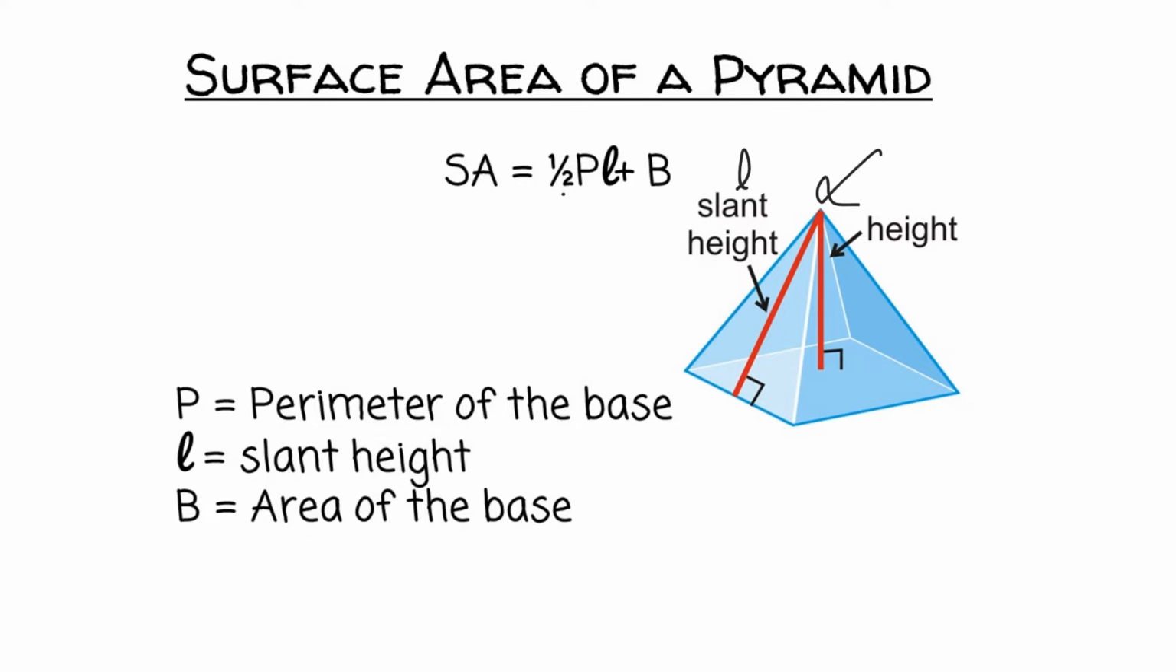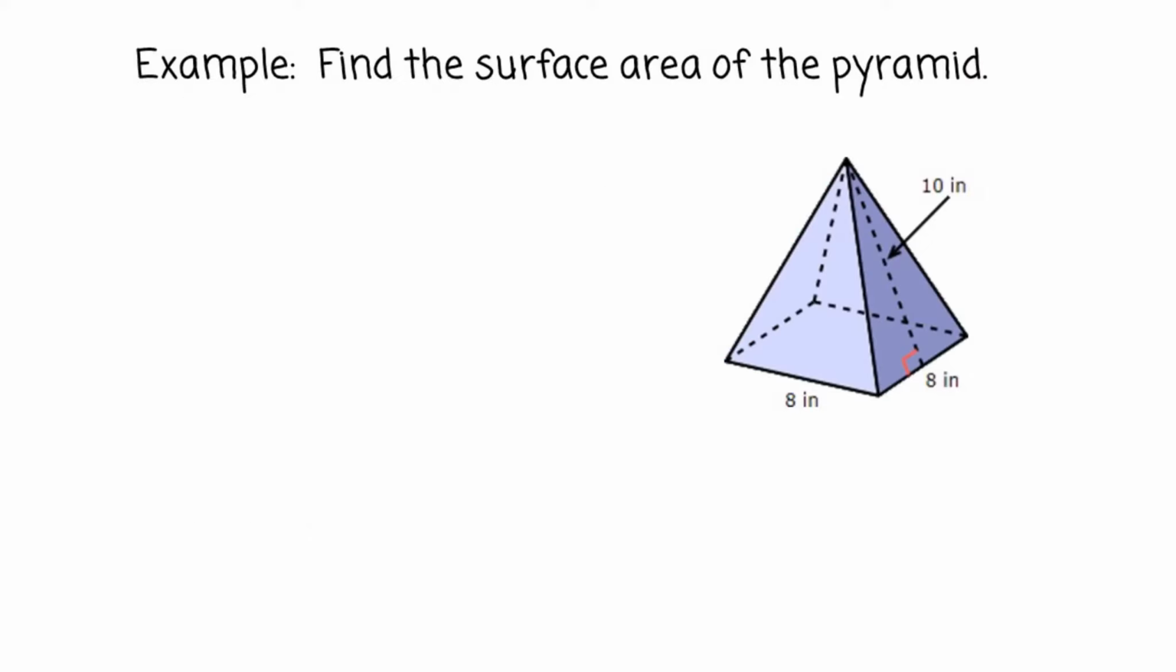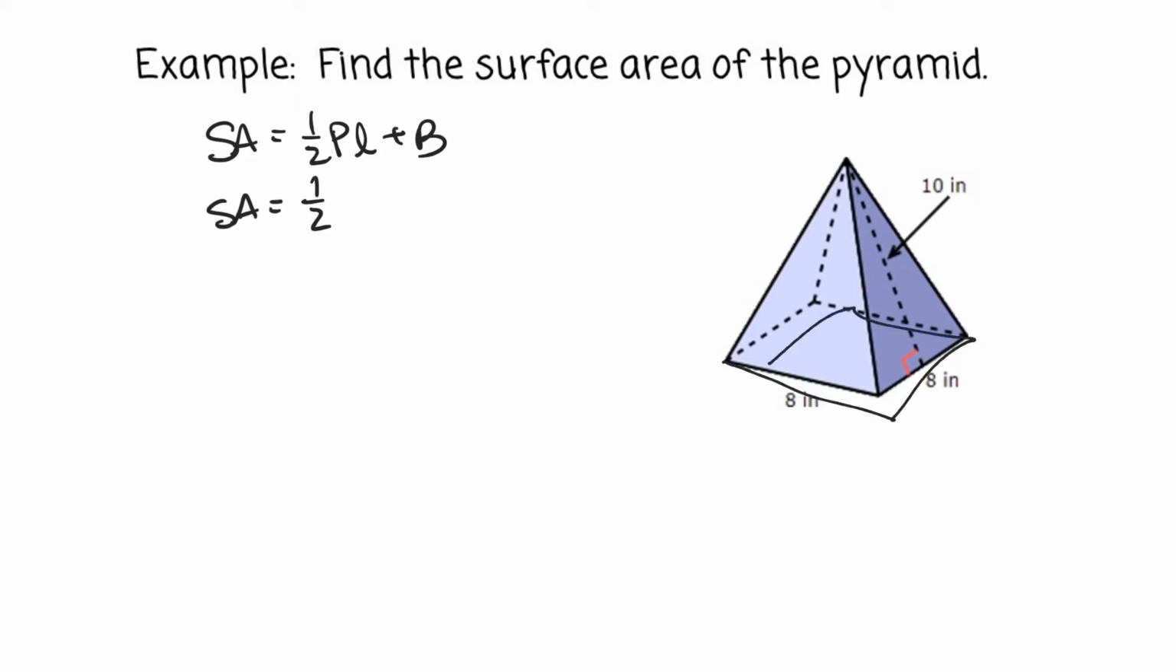Let's try a couple examples. So I know surface area is equal to 1/2 perimeter times slant height plus the area of my base. So let's figure out what we know. So we have 1/2 the perimeter of my base. My base is a square. Okay, so we have a base of a square there. So 8 times 4, that's going to be 32. My slant height is given to us. That's 10.